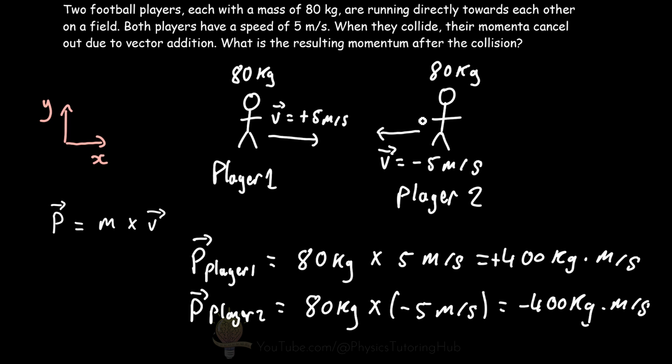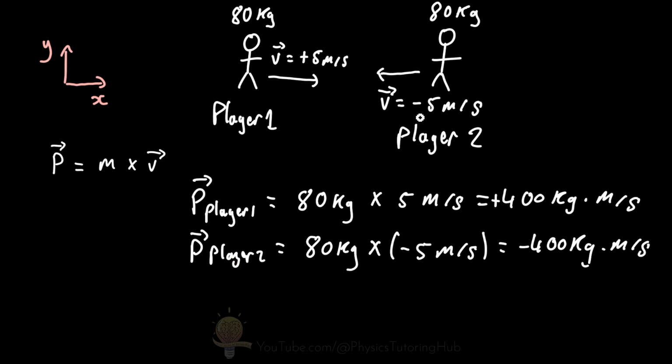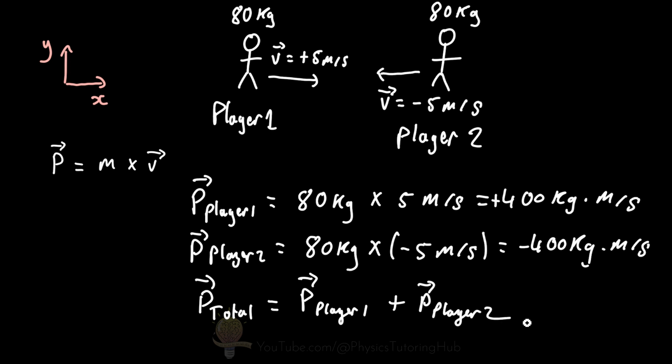So what happens when these two players collide? What is their final momentum? So the final momentum is simply the addition of these two vectors here. We add them together. So the final momentum, the total momentum, after the collision is equal to the momentum of player 1 plus the momentum of player 2.